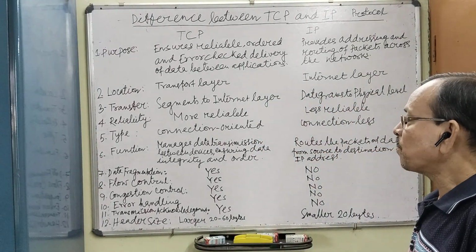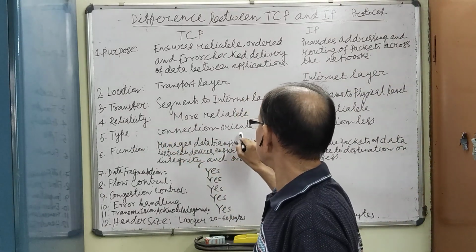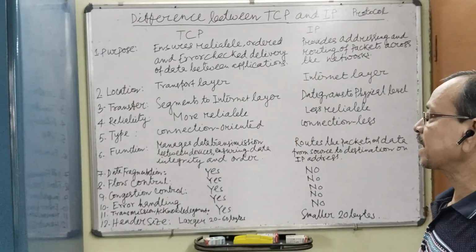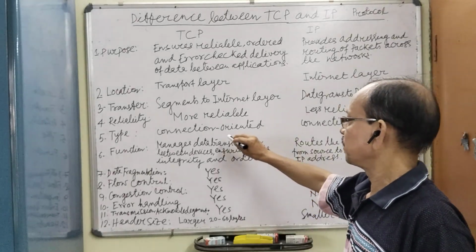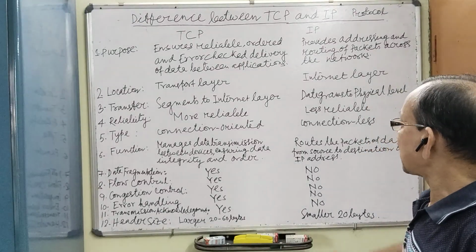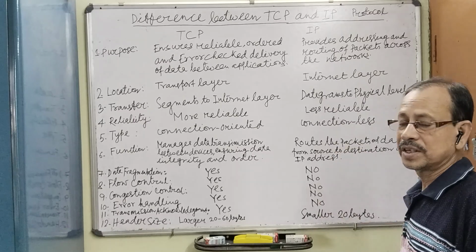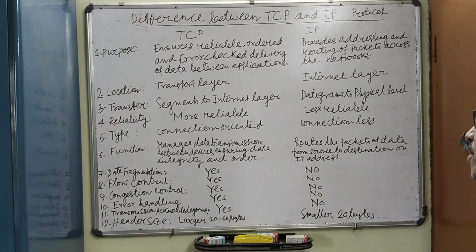And number 5 is connection oriented. TCP is connection oriented. That is, there is some connection. On the other hand, IP is connectionless. There is no direct connection between the sender and receiver.